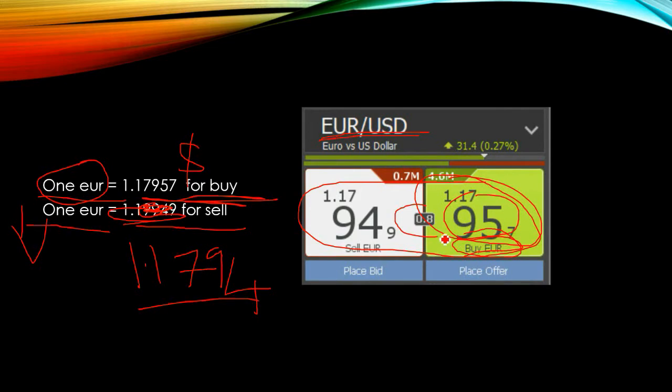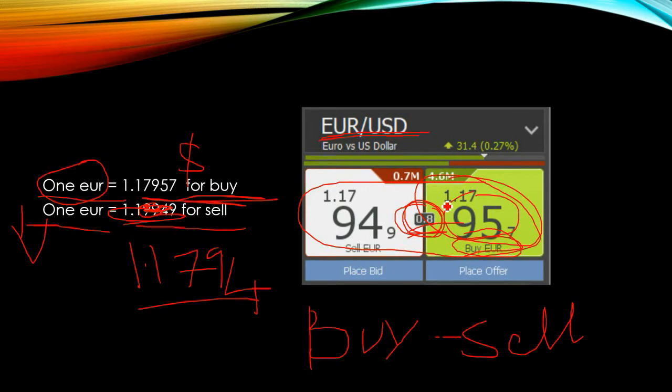You can see 0.8 pip. In this situation, 0.8 pip is the spread. It goes to the broker. For major pairs it will be less, and for minor pairs it will be more, like 1, 2, 5, or 6 pips. It depends on the broker. So you should be very careful about the spread, the difference between buy and sell. The difference between buy and sell is called the spread.